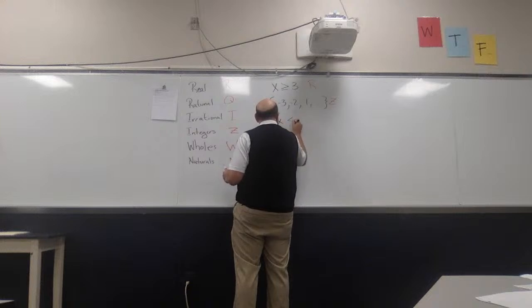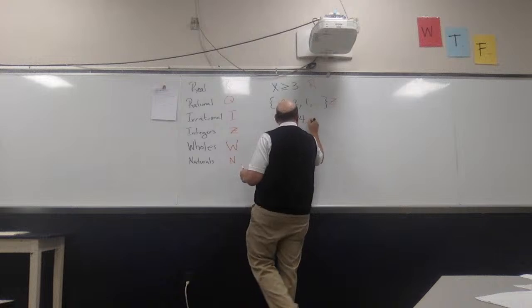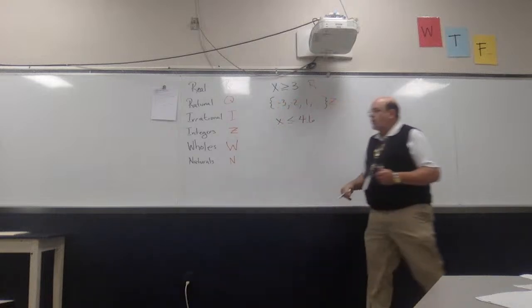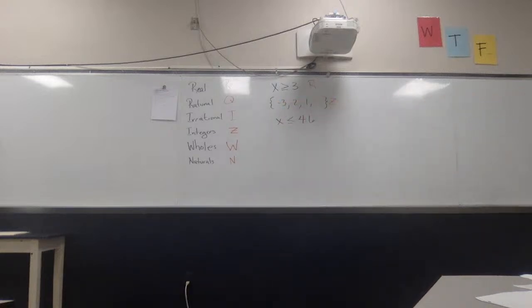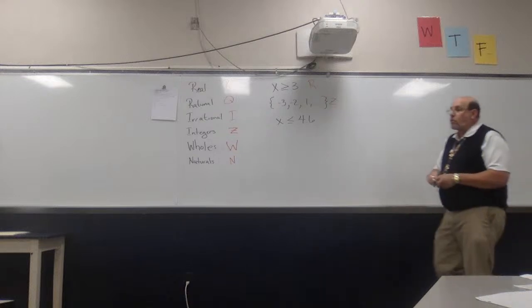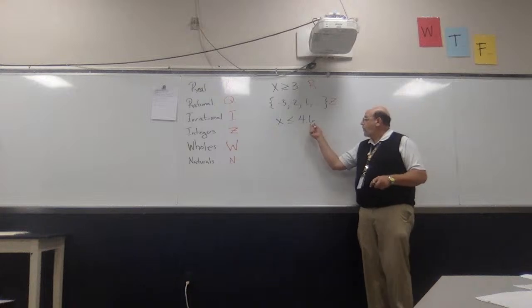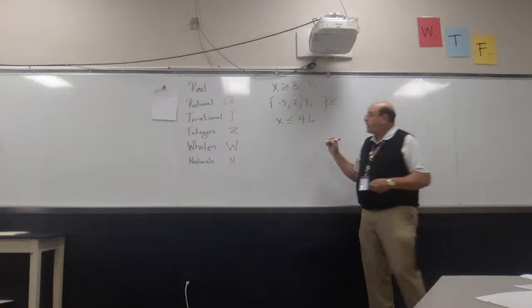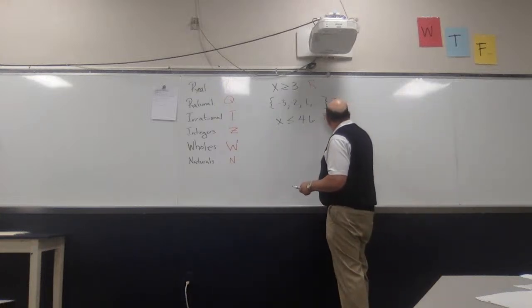X is less than 4 6/10. Okay? That 4 6/10 tells me something. We're going to go with the rationals, right? This 4 6/10 tells me something. It's going to tell me I'm looking at rationals.